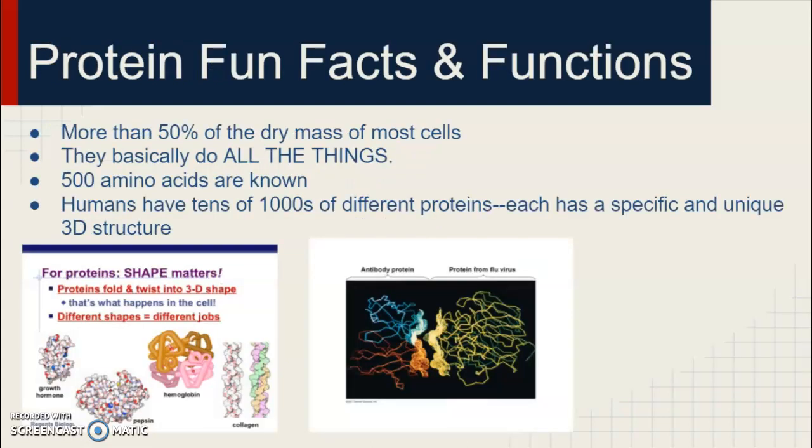Proteins are going to be super important. We're going to talk and talk about them all throughout the year. Most of what your cells are and what they do is determined by proteins. They do all of the things. We have tens of thousands of different proteins, and each one has a specific 3D structure. We'll get more into this later, but for proteins, shape is really important. Shape determines function. A lot of proteins work like a lock and key, and if the lock and key don't fit together, they're not going to work.